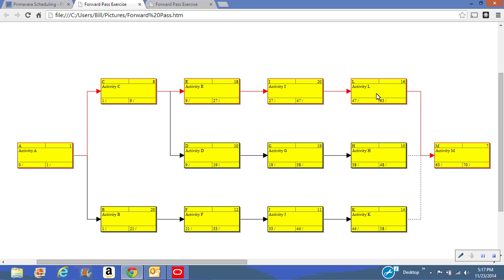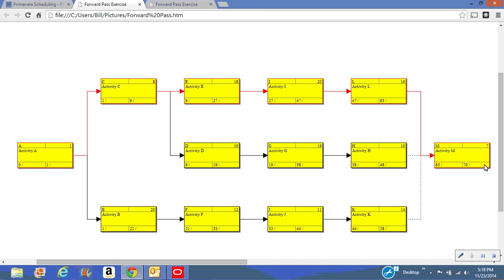When we get to activity L, we can see that the start point is day 47. We've added the 16 days. It's day 63. That would become the start day of activity M, 7-day duration, so it finishes on day 70. That's one path. That doesn't tell us all the possible answers. We'd have to follow every other possible path.